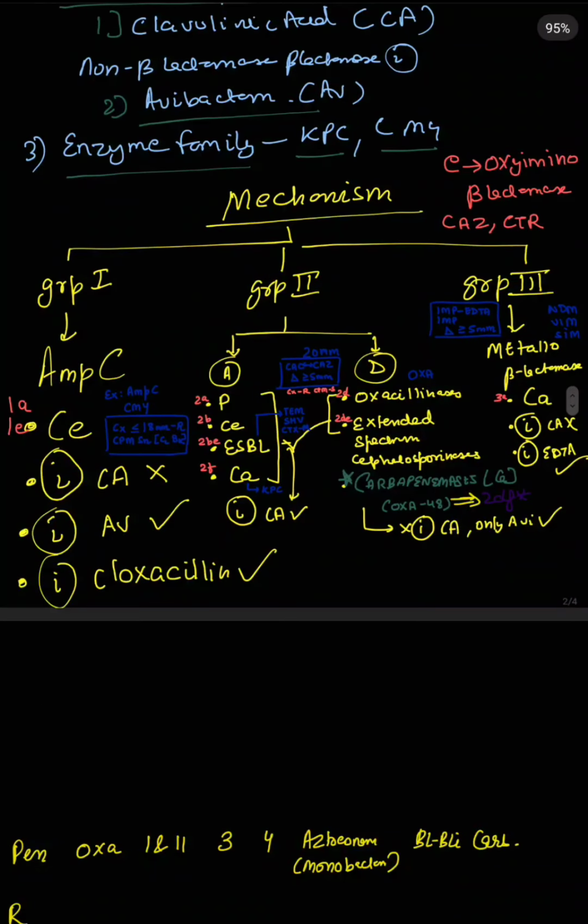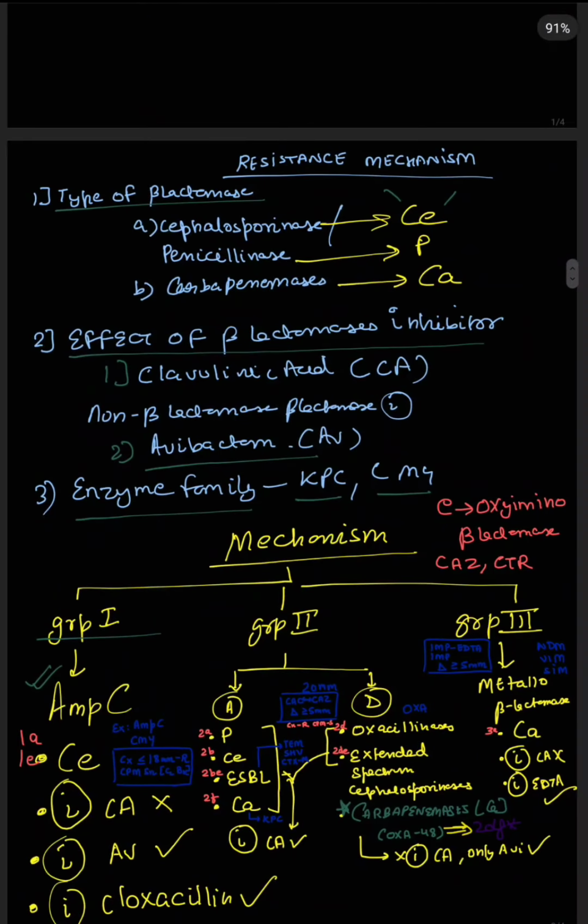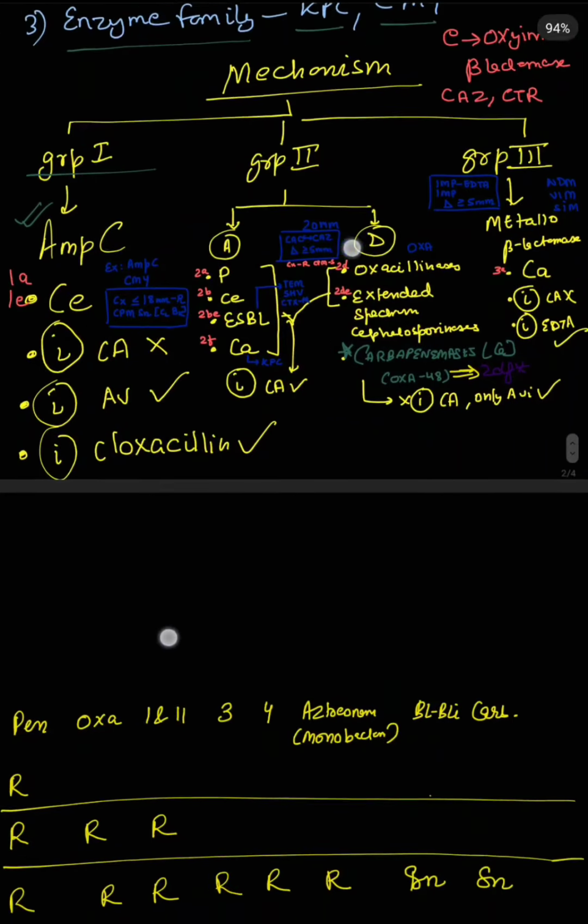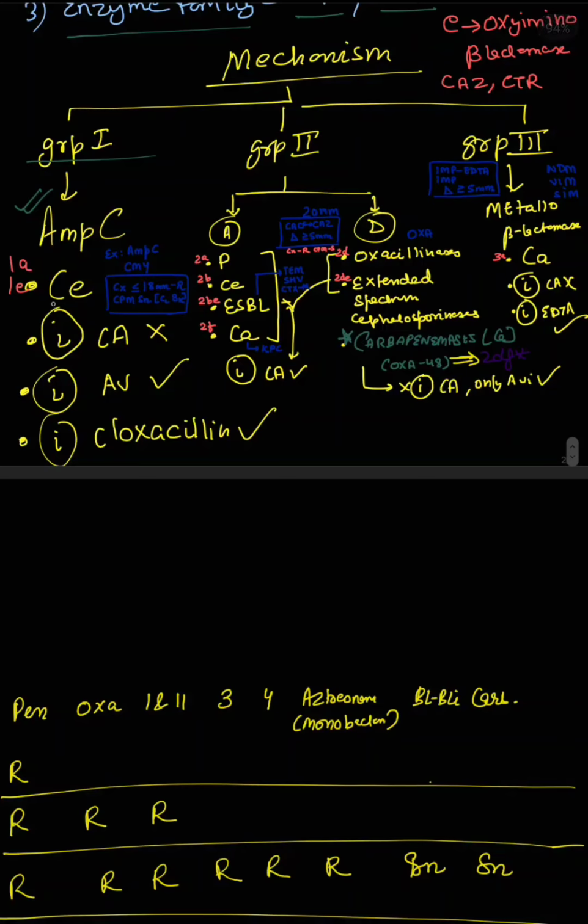If we see the mechanism, group 1, as we discussed, belongs to group C of Ambler classification. So in that case, if we see the first point, that is what is the type of beta lactamases here, we can clearly see it is CE, that is cephalosporinases. It is inhibited by clavulanic acid. No, it is inhibited by avibactam and cloxacillin.